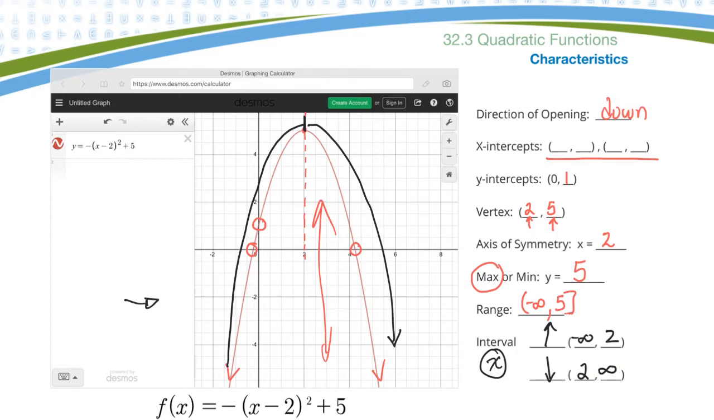So those are the characteristics of the quadratic functions. Now we need to do it with a bunch of different quadratics.